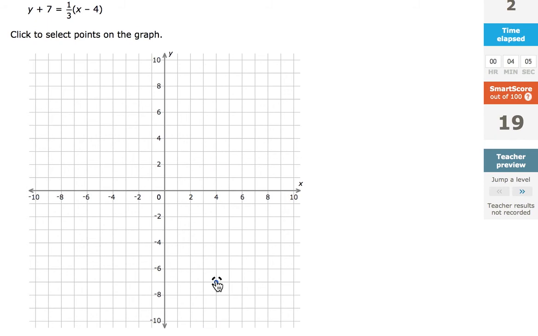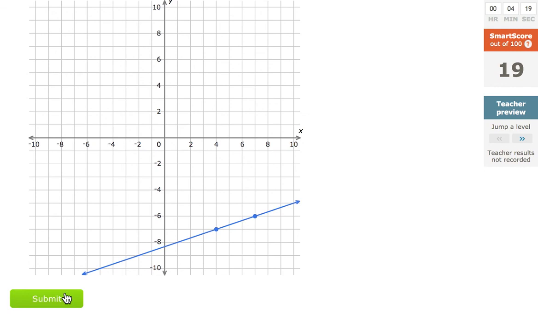So starting from here, let's rise 1, that's up 1 because it's positive, and run 3. 1, 2, 3. Here's our second point. That gives us the graph of this line. So that's how you graph using the point-slope form.